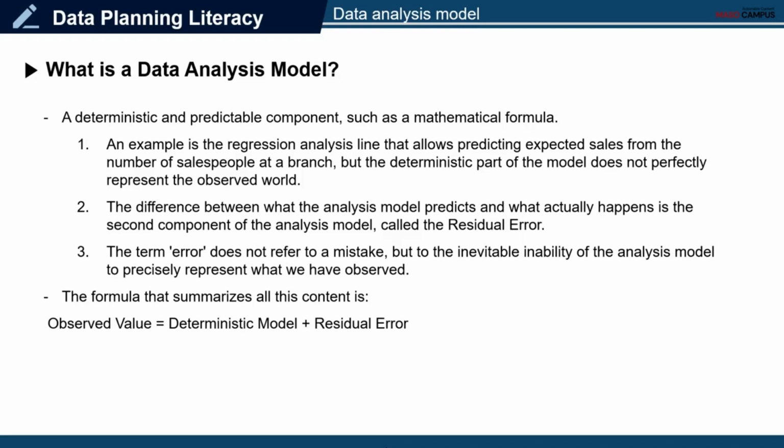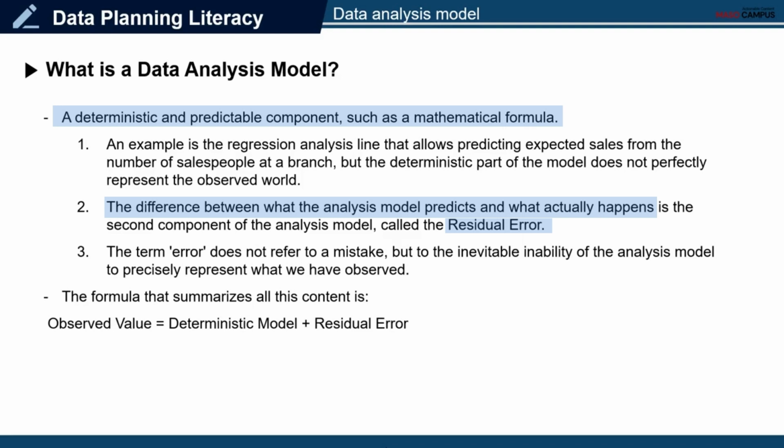To summarize, a data analysis model is a deterministic, predictable mathematical formula. For instance, a regression line that predicts expected sales based on the number of salespersons at each branch fits this definition. The deterministic part of the model doesn't perfectly represent the observed world. The difference between what the model predicts and what actually happens is known as residual error, the second component of the analysis model.